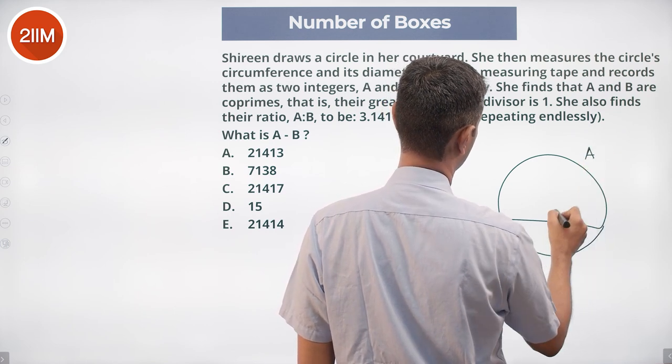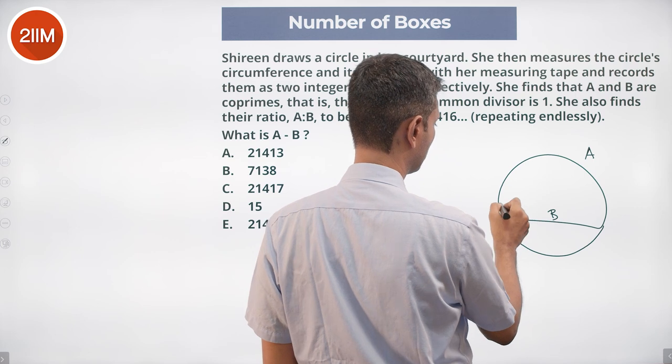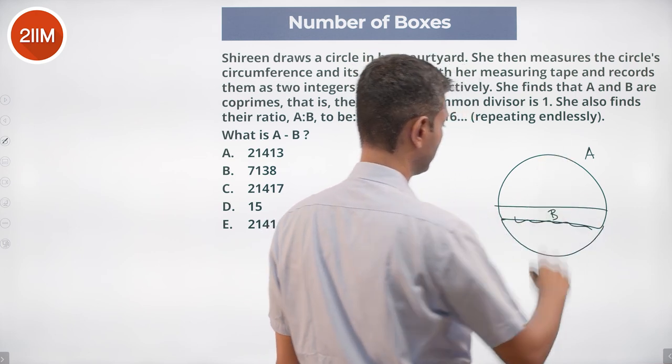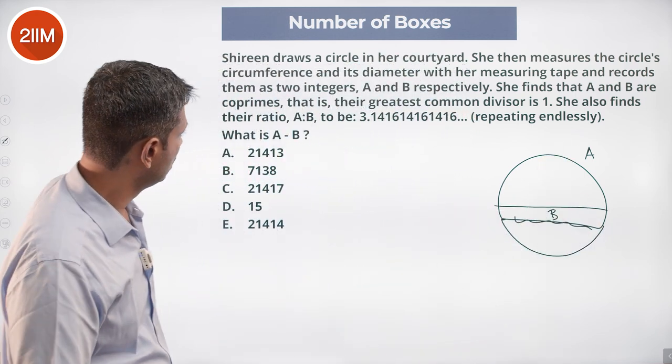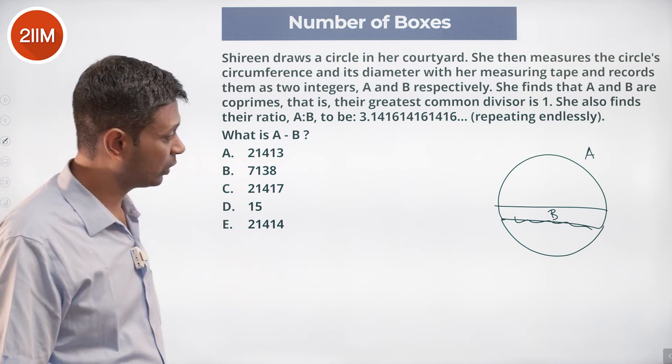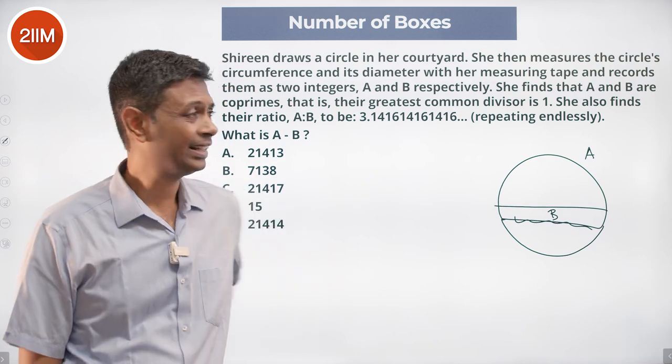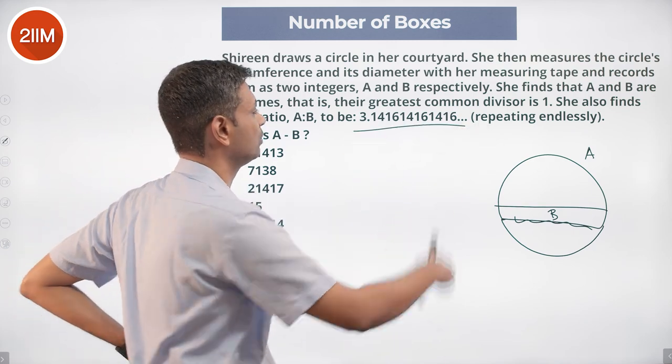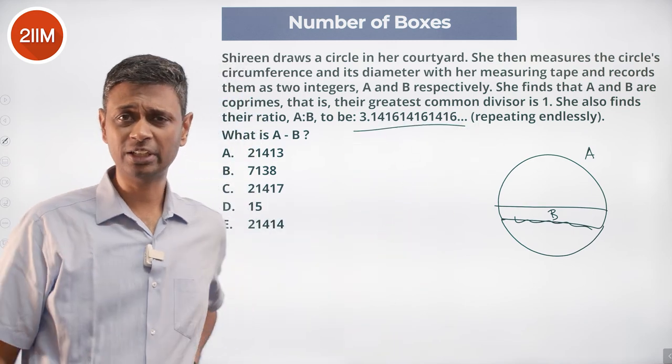Circumference is A, diameter is B. Doesn't look like a diameter, but don't worry, call it the diameter. She also finds A by B to be 3.1416, 1416, 1416. Lovely. We basically have to reduce this to a fraction, a rational number that gives us this.